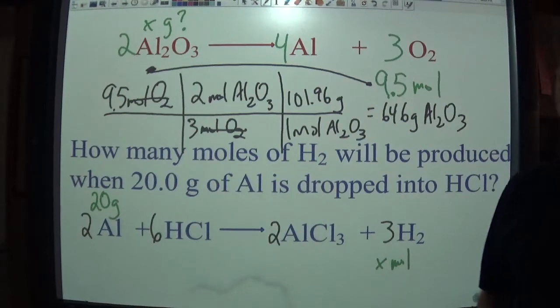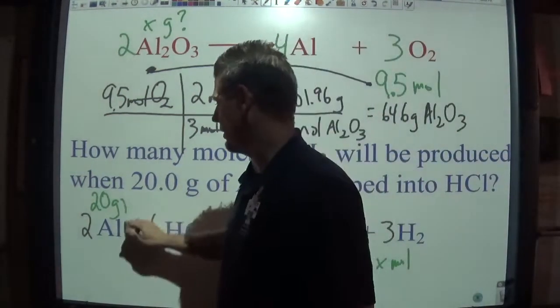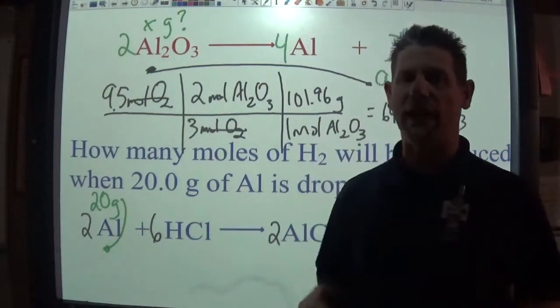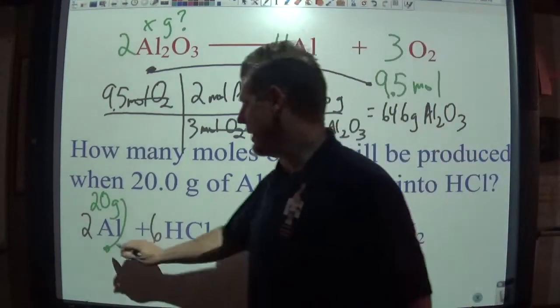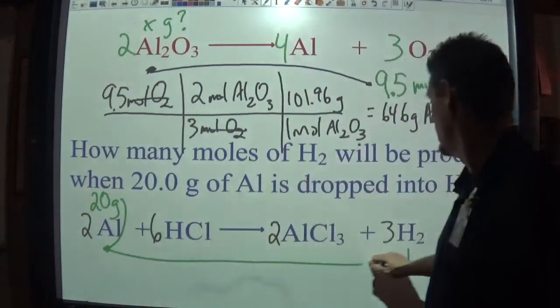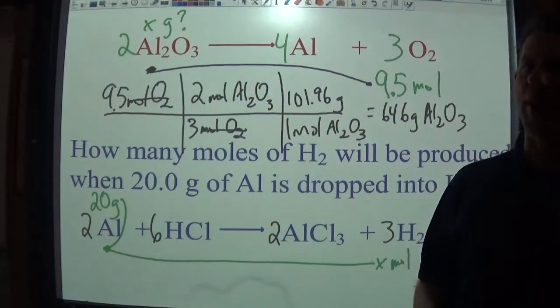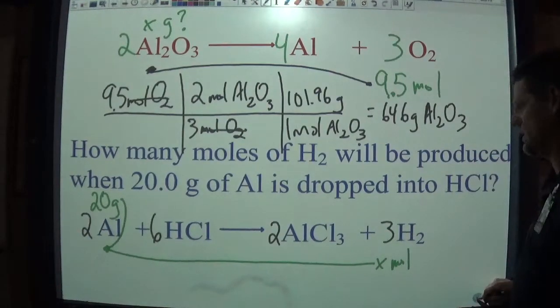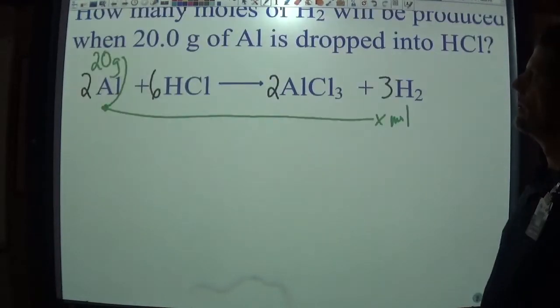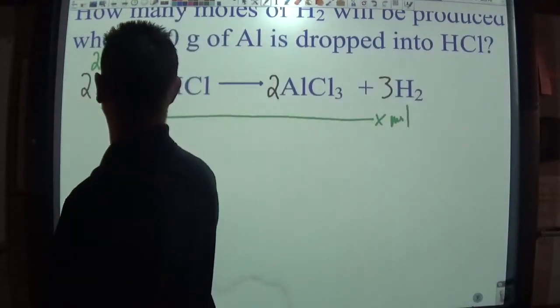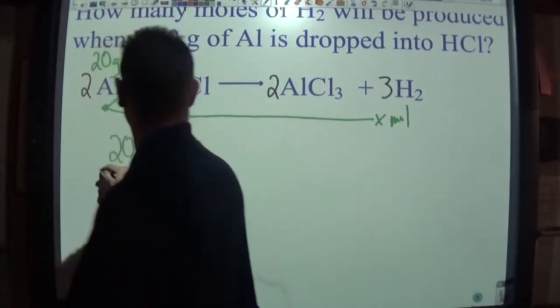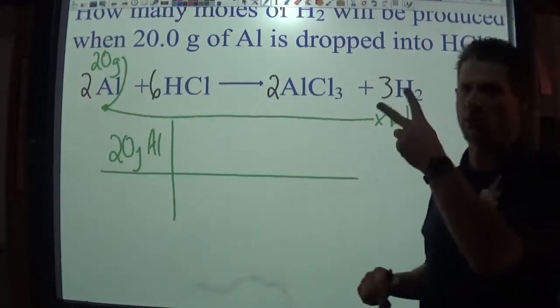I have 2 steps that I have to take. I have to convert this grams into moles by dividing by the molar mass of aluminum, and then I will convert that number of moles to this number of moles using the balanced chemical equation. So again, we'll extend this down so we have space to write. So we're going to start with what we know. We know 20 grams of aluminum. And we're going to do 2 calculations, 2 steps.